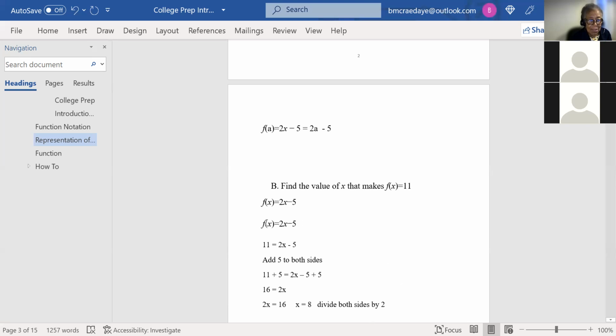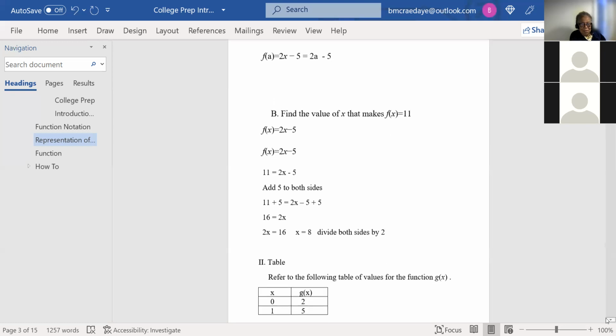Now what's 2 times 8? 16. What's 16 minus 5? It's 11. That's it. So you see it's correct. You can check it. When you put that 8 up here, 2 times 8 is 16, minus 5, and you get 11.